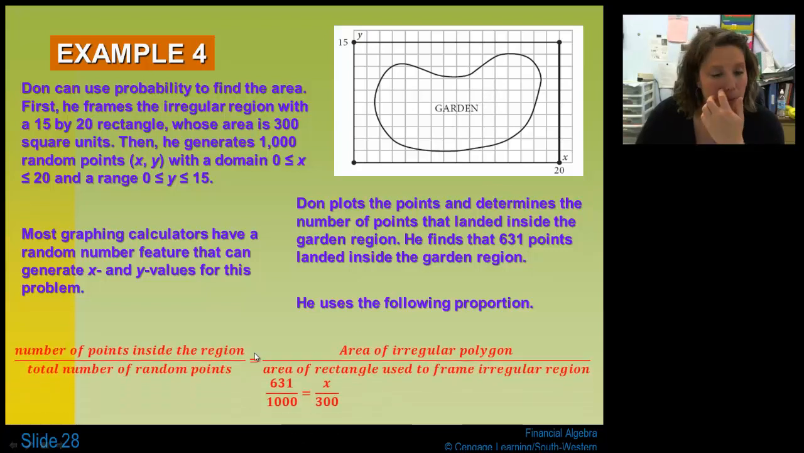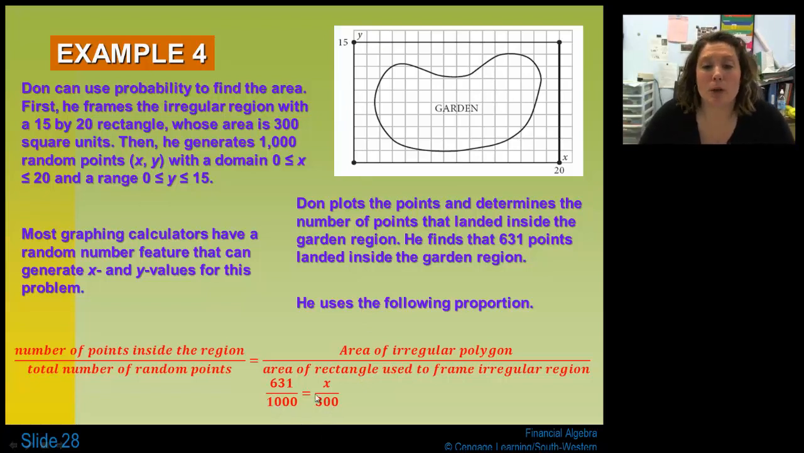So we're going to use the following proportion. The number of points inside the region, which he found was 631 after he plotted them, divided by the total number of random points, which was 1,000, so 631 over 1,000, equals the area of the irregular polygon, which is what we're trying to find, so that's x, divided by the area of the rectangle used to frame the irregular region, which was 300.